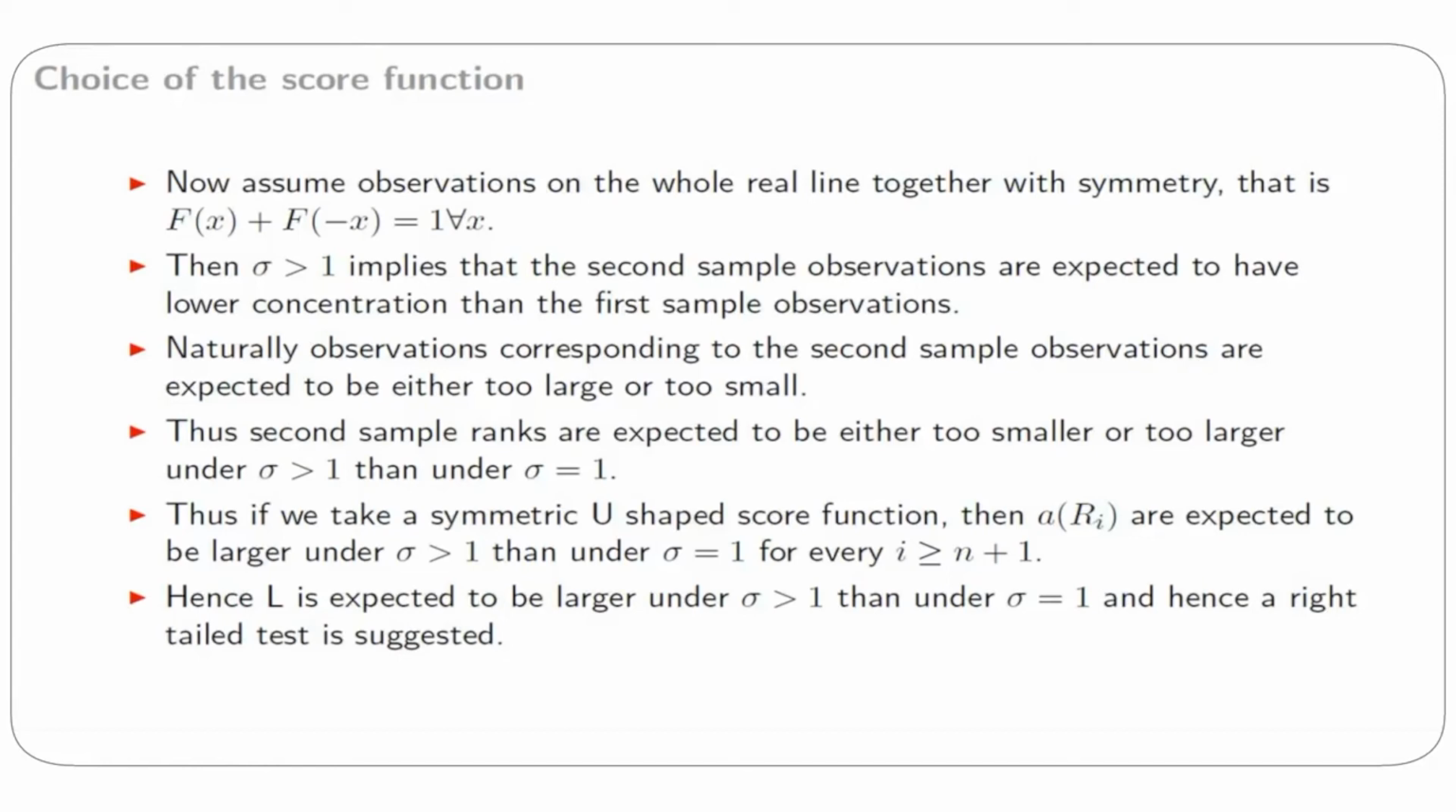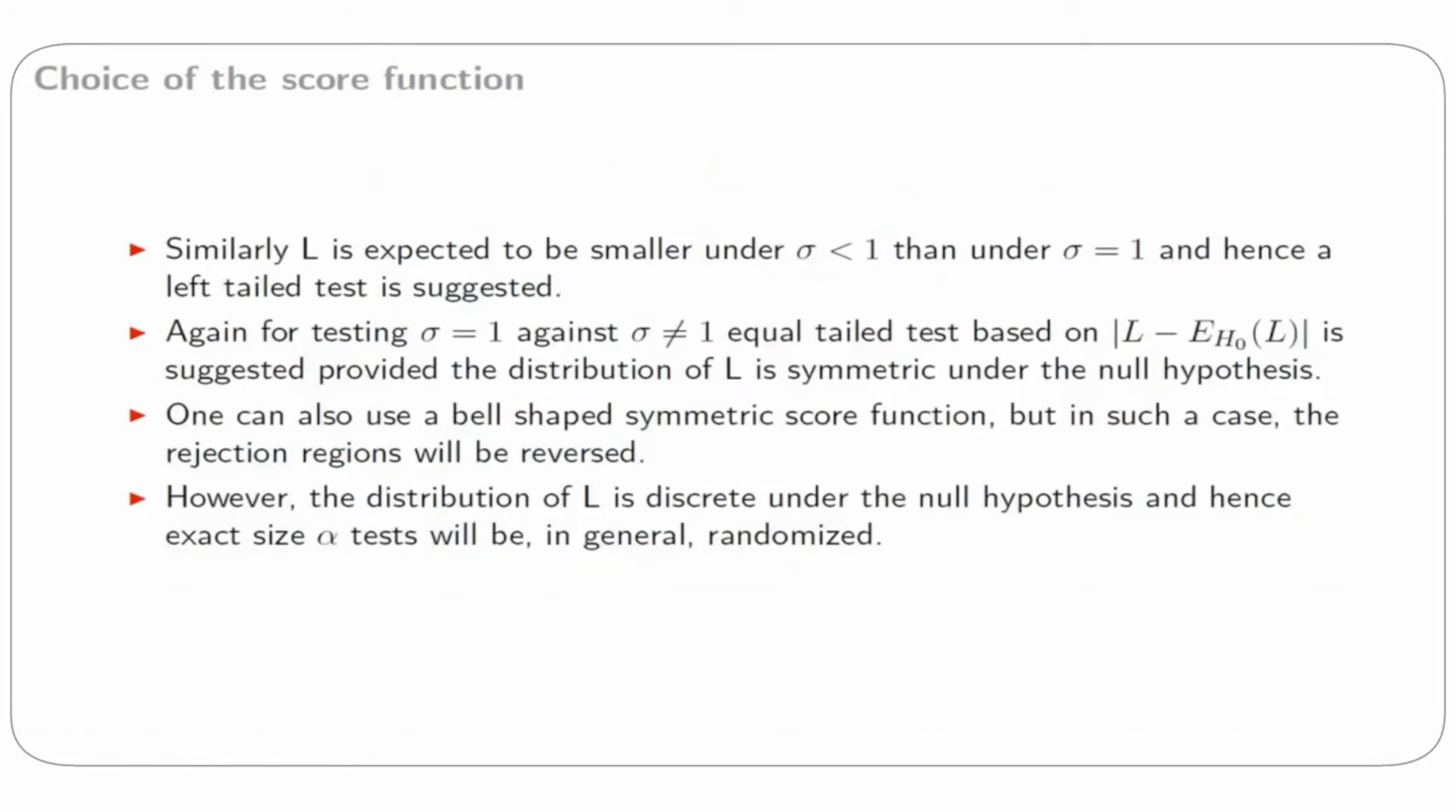Hence, L is expected to be larger under sigma greater than 1 than under sigma equal to 1, and hence a right tail test is suggested. Similarly, L is expected to be smaller under sigma less than 1 than under sigma equal to 1, and hence a left tail test is suggested for when the alternative is sigma less than 1. And similarly, we can get a two-tail test based on the absolute value of L minus expected value of L under H naught for testing the alternative sigma not equal to 1.